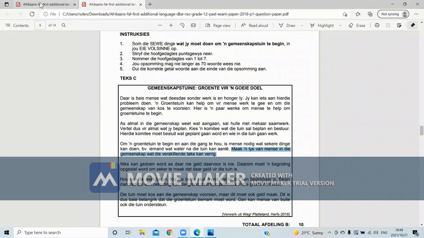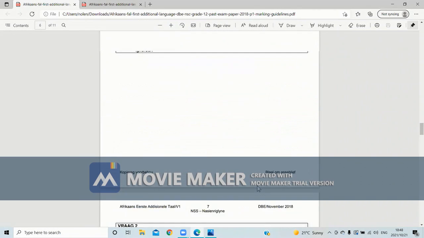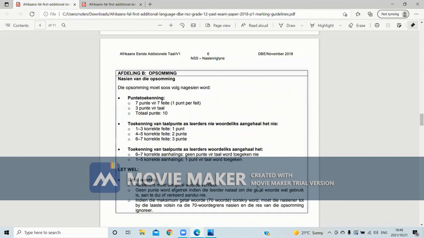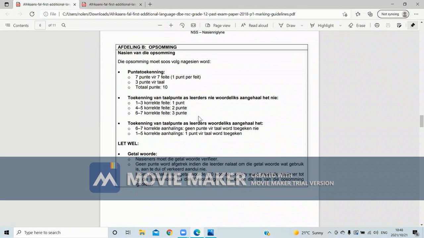Let's actually just check if it's on the memo. Yeah, they usually tell us. I haven't done this one in a while. Let's see. So yeah, it says 7 points for your fact, right? If you get 1 fact per point, you're cool. Then 3 marks for the language. Okay, that means your word order and if you choose the correct words. That's why I wouldn't pick my own words. I would choose theirs.